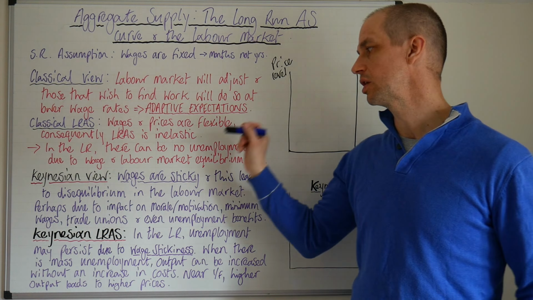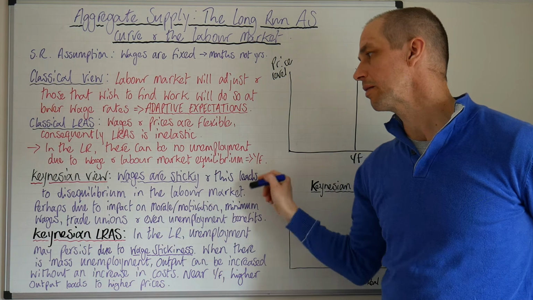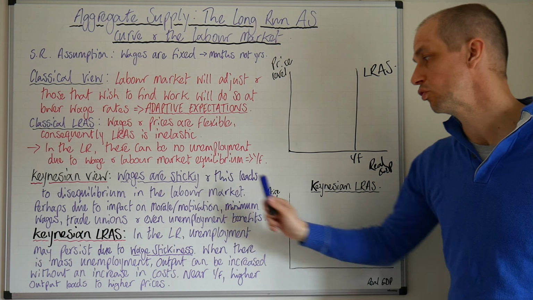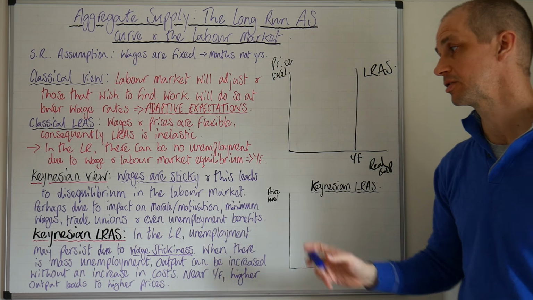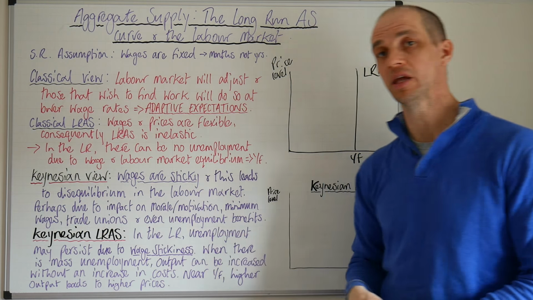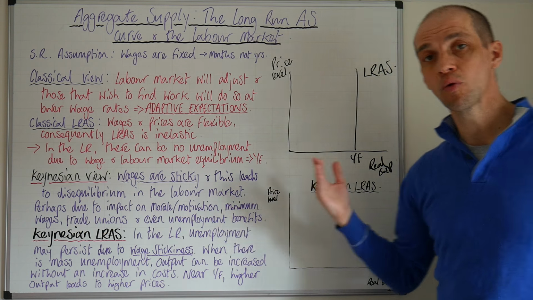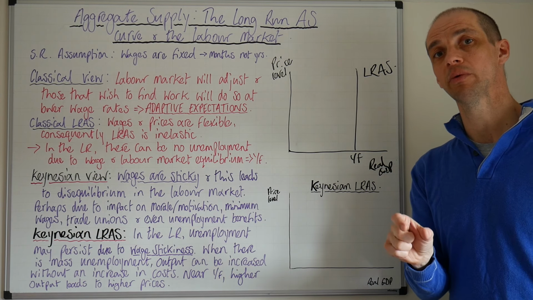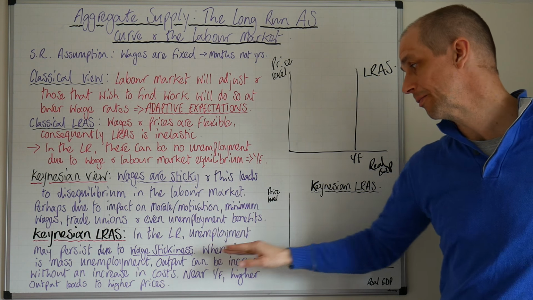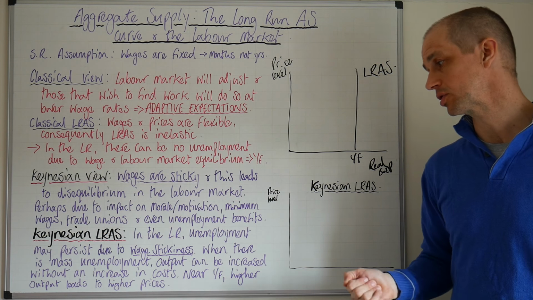So let's now look at the Keynesian view. So we've seen that wages are sticky, and this leads to disequilibrium in the labour market, perhaps due to the impact on morale, motivation, minimum wages, trade unions, and even unemployment benefits, as we've seen. So what does this mean for the Keynesian LRAS curve? Well, it means that in the long run, unemployment may persist due to wage stickiness, and we saw that unemployment in the labour market diagram just a moment ago. When there is mass unemployment, output can be increased without an increase in costs.